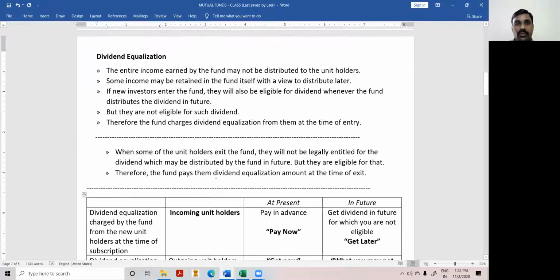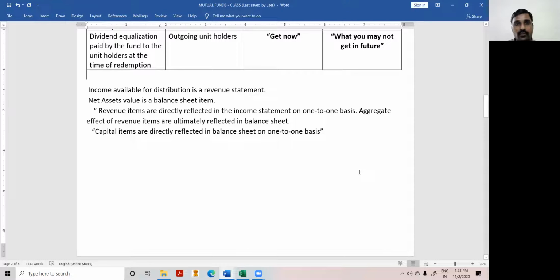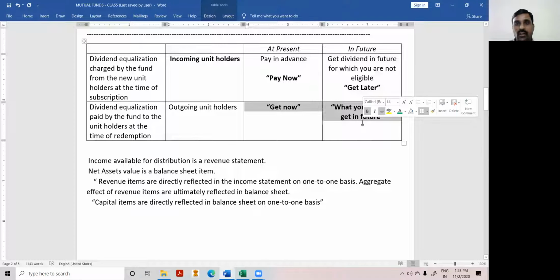Having discussed this, what is meant by dividend equalization? At the time of issue, we are collecting. At the time of redemption, we are paying. What is the logic of this point? Pay now whatever you will get in future. Get now itself whatever you may not get in future. As simple as that. Okay.